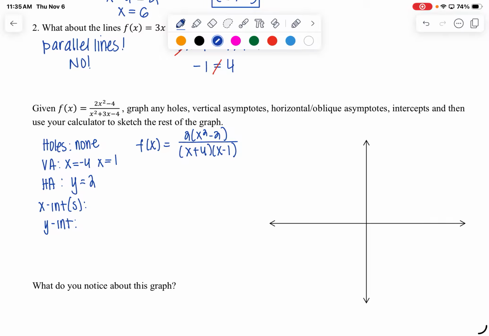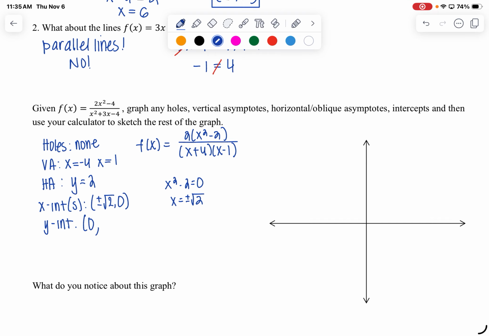All right, x-intercepts, set your numerator equal to 0. The factored numerator is going to be easier to solve. So here's my factored numerator. I can set x squared minus 2 equal to 0 and solve. I get x equals plus or minus root 2. So I have two x-intercepts, positive root 2 comma 0 and negative root 2 comma 0.